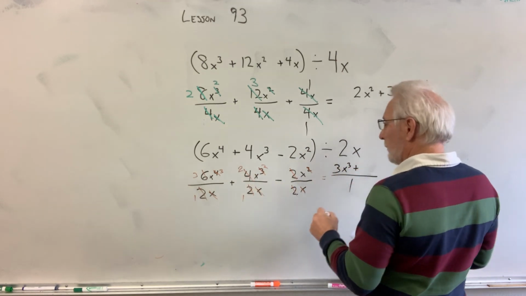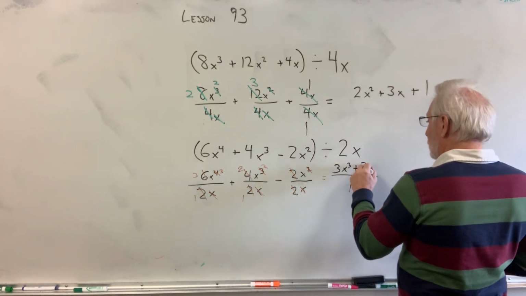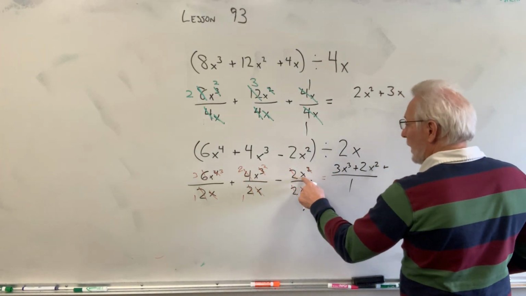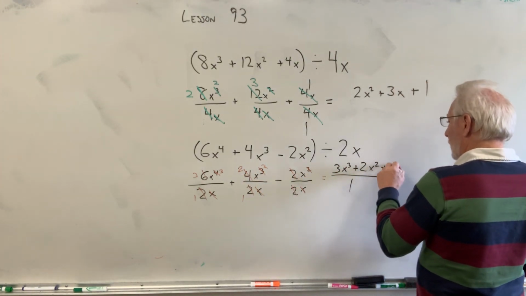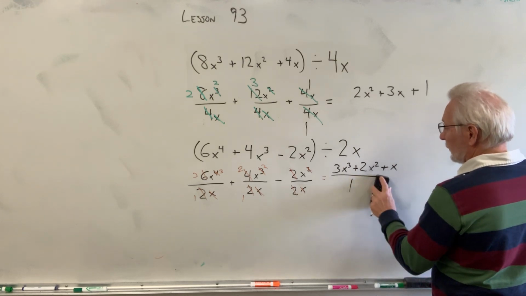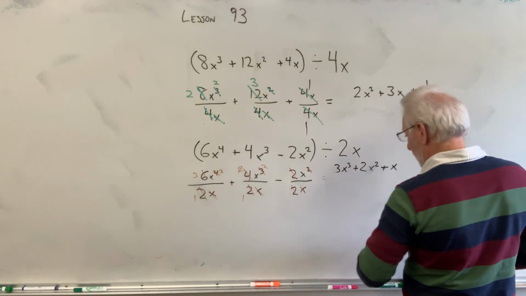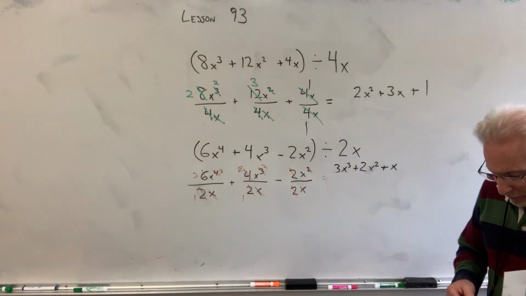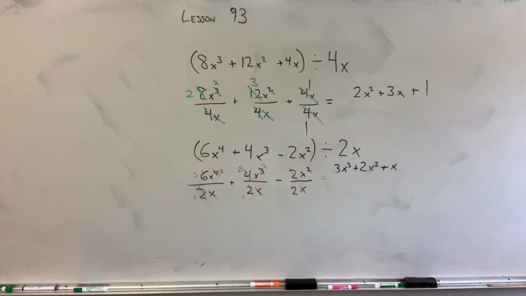plus 2x squared plus x. And of course, we don't really even need this thing here at the bottom, so we're going to just get rid of that. And there is your answer. Hopefully that's what you came up with right there. Not too terribly tough. All right, so let's move on to, everybody see it?